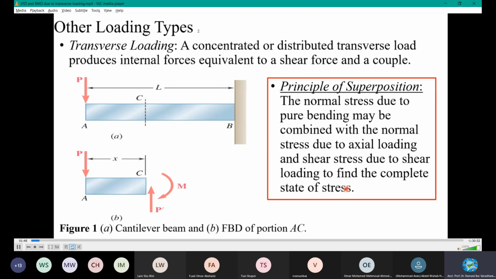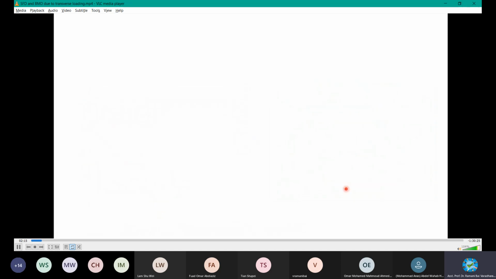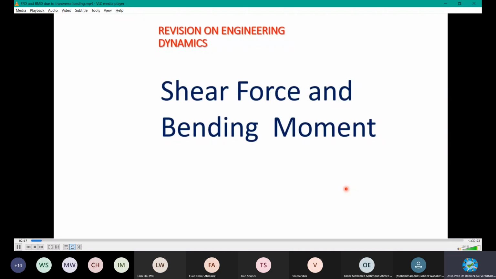Let's do the revision before I go into the stresses. We have done some of the stresses, but now we have to go deeper into finding the stresses. Before the bending stresses, we must know in and out how to find shear force, how to find bending moment, how to find the maximum, where it is zero, where it is maximum, what the shape of the profile is, right? What are the points of contraflexure? All these things you should know to find the stress as the next step. A small revision on engineering dynamics for finding shear force and bending moment.